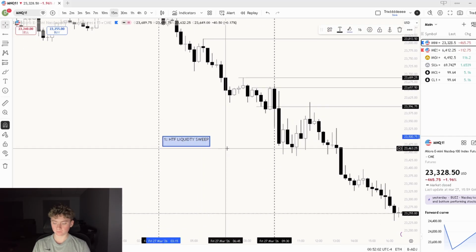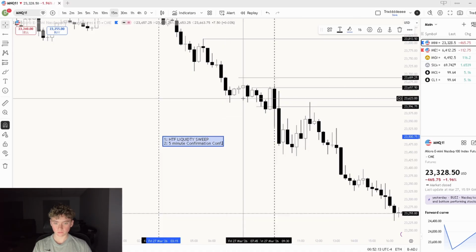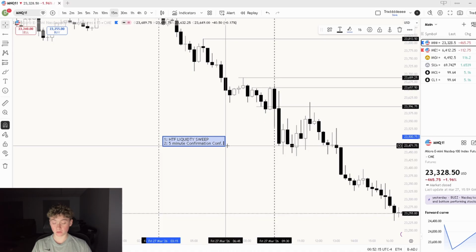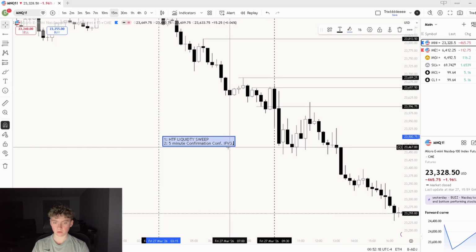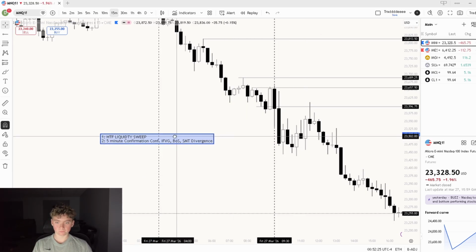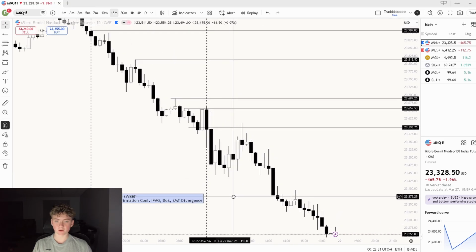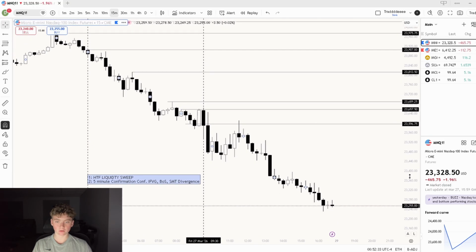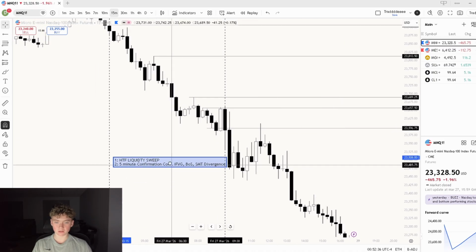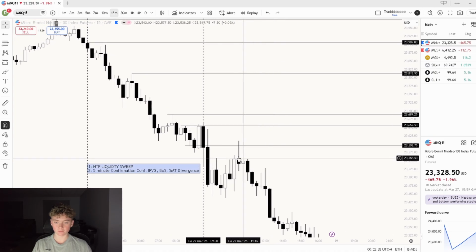Now we're gonna move on to step 2, which is a 5-minute confirmation confluence. Confirmation confluence is anything from an inverse fair value gap to break of structure to an SMT divergence. Those are our 5-minute confirmation confluences. We like to see these to confirm that price is signaling a reversal, and it's going to continue with the trend of the liquidity sweep.